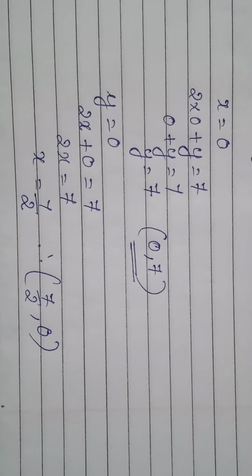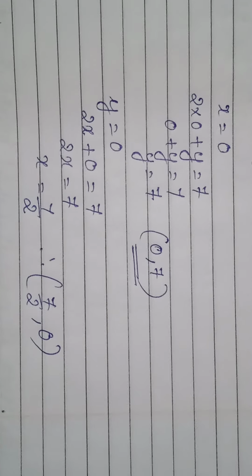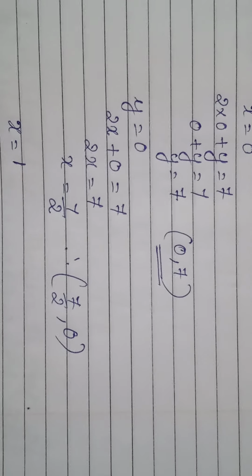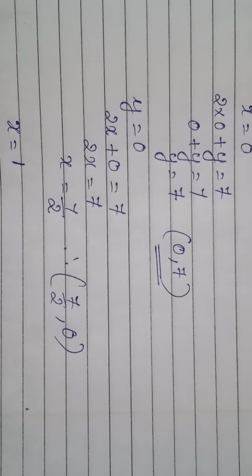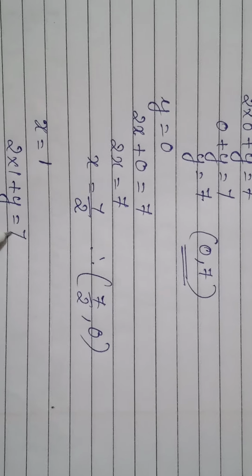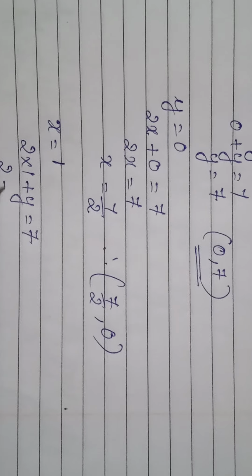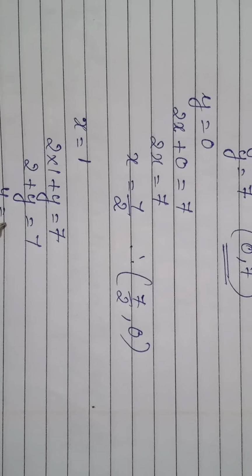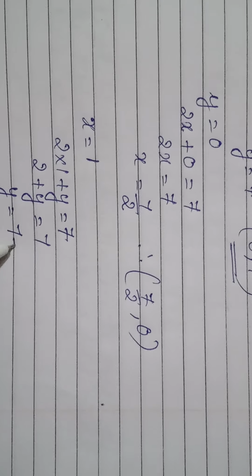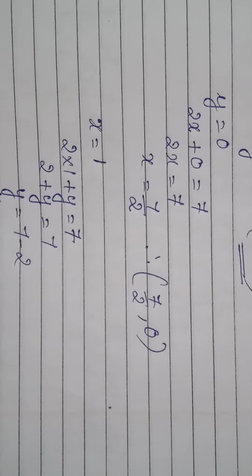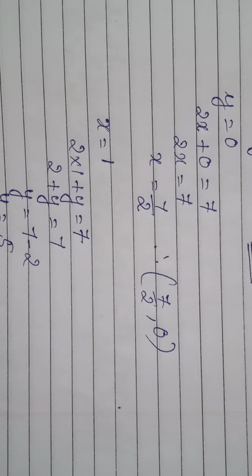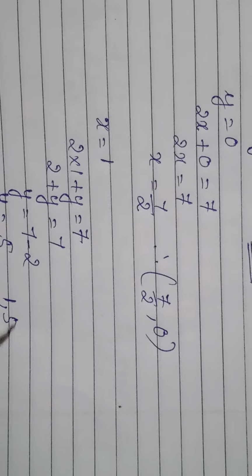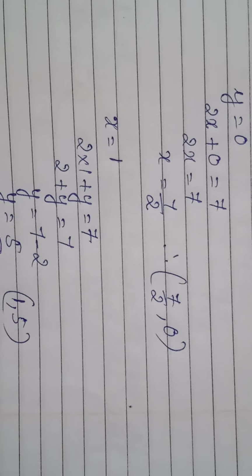Then we got two solutions. Then we will take x = 1. We should substitute, is it? Then 2 into 1 plus y = 7. 2 + y = 7. y = 7 minus 2, the sign changes to minus. y = 5. Then we got (1, 5) as a solution of the equation.